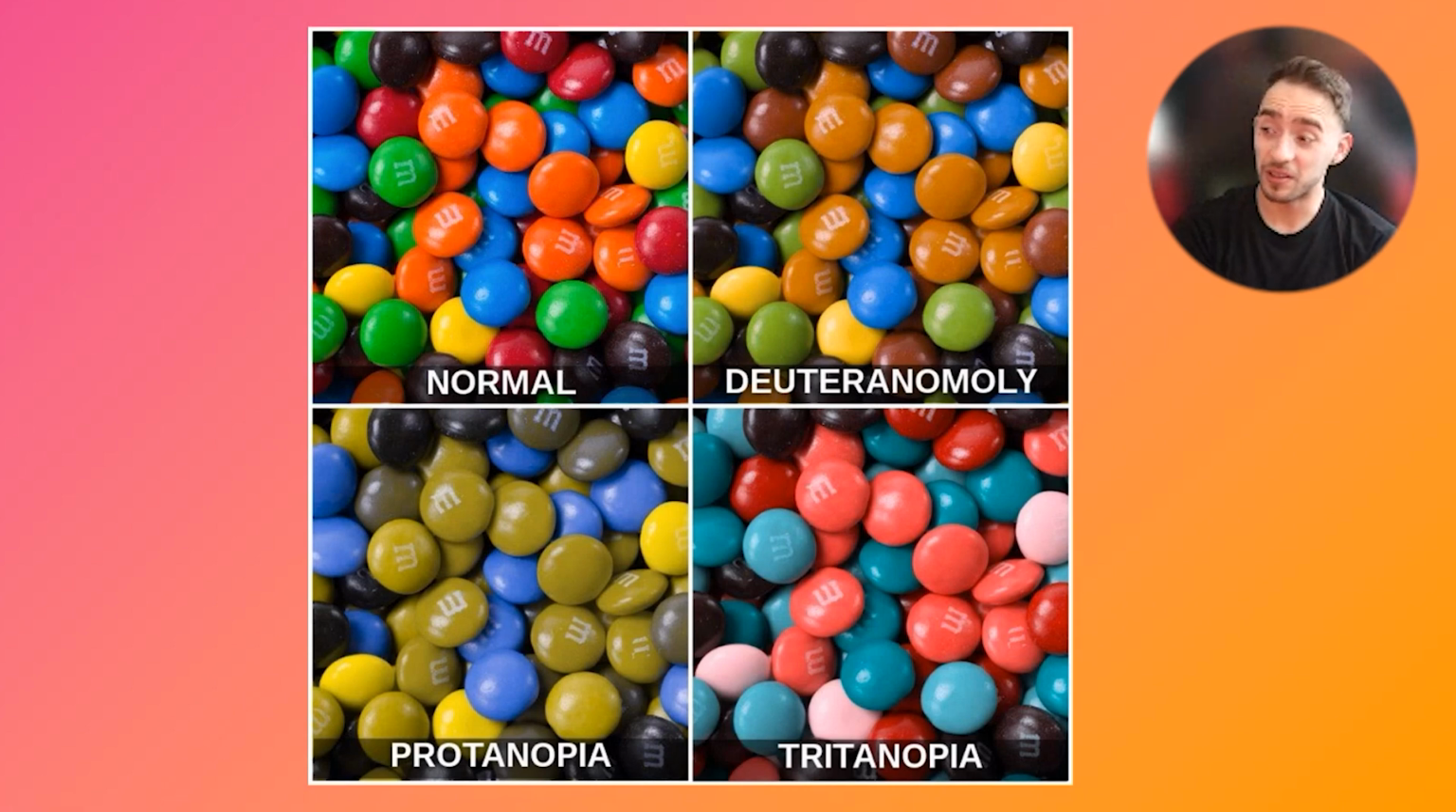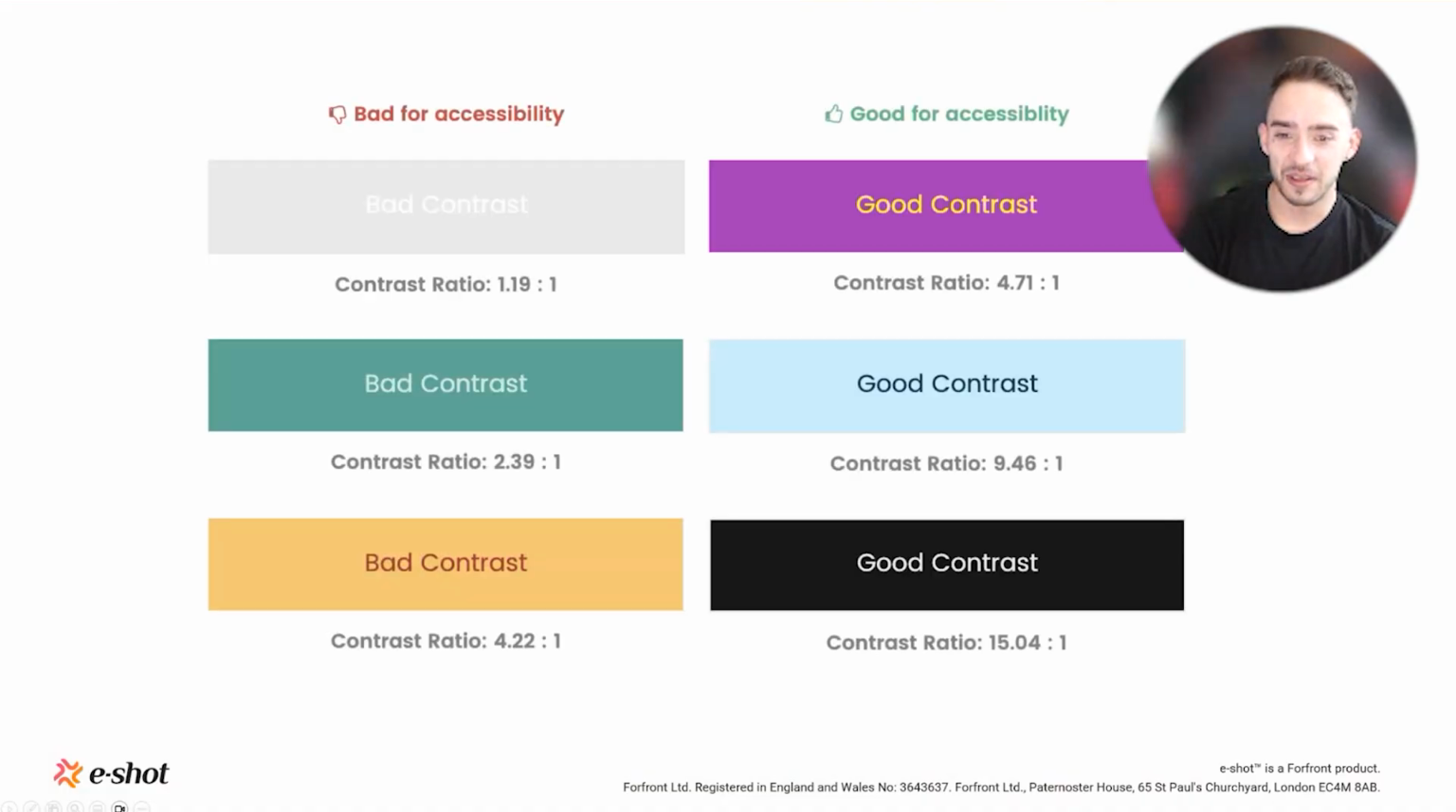these are different conditions in how different people might see color, and we kind of need to figure out a way to cater for all these different ways of seeing color. But how do you do that? Basically, you focus on contrast ratios.